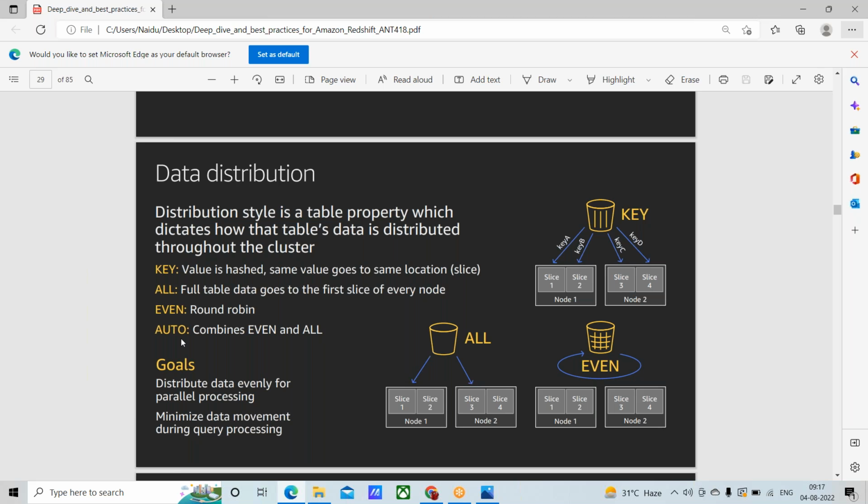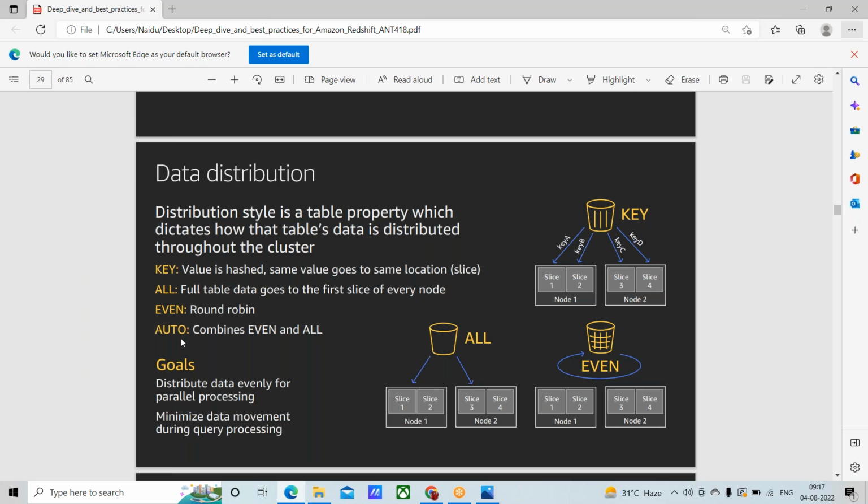Auto will initially start with the all distribution style, and then if the table is too big, it will convert to even. Okay, fine. But still, it's always better that control is in your hand, meaning you define the key, because once you deploy the table, you know on which column it is joined with other tables. Based on that, you should be able to define the key.